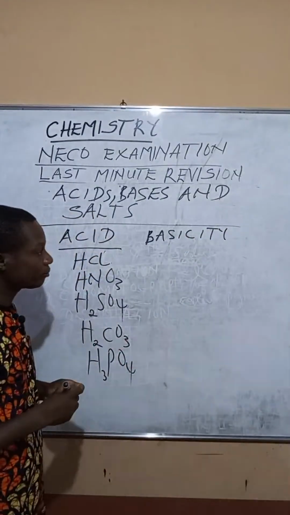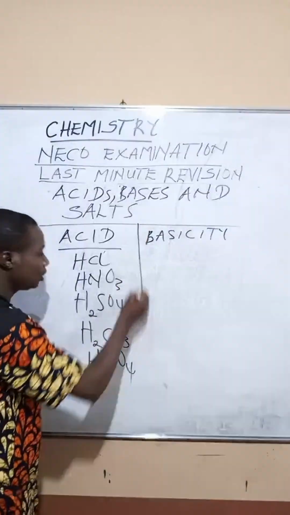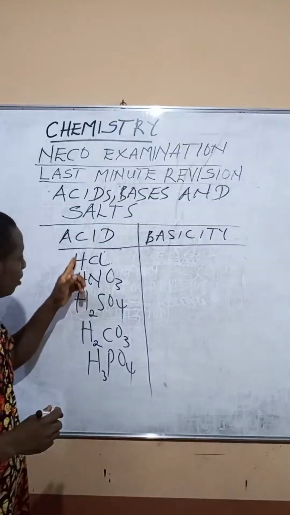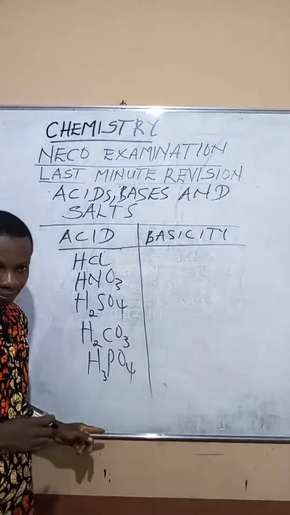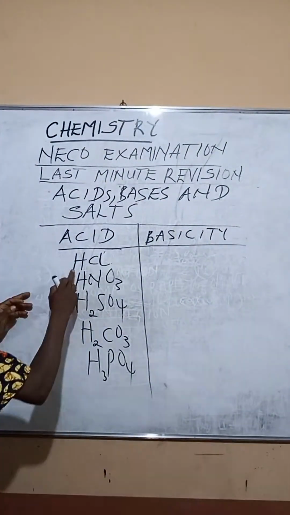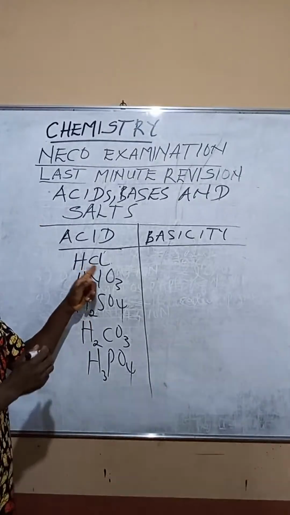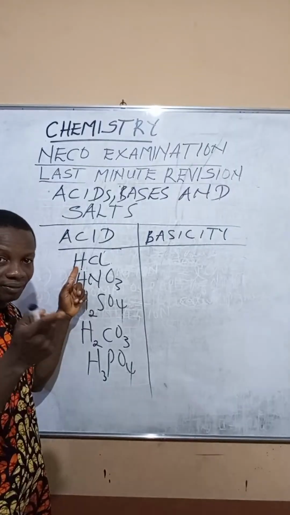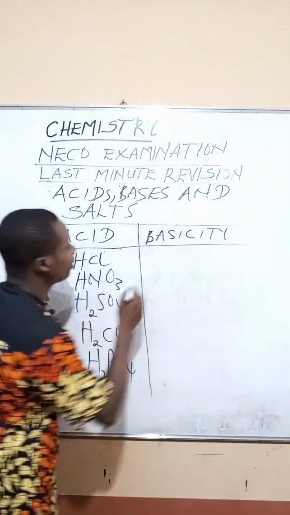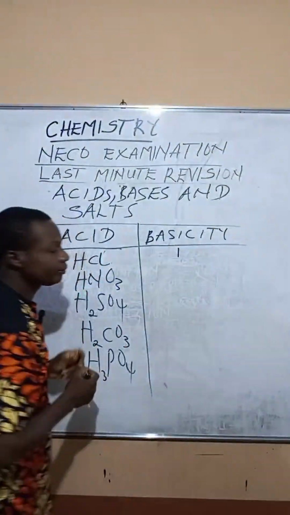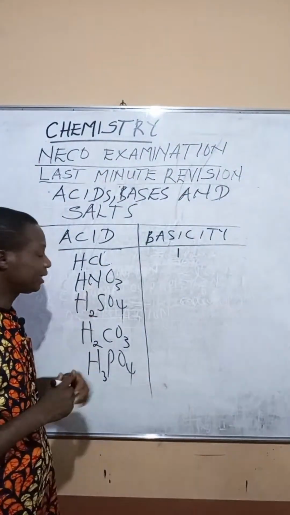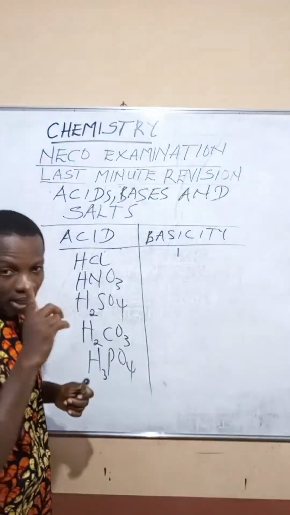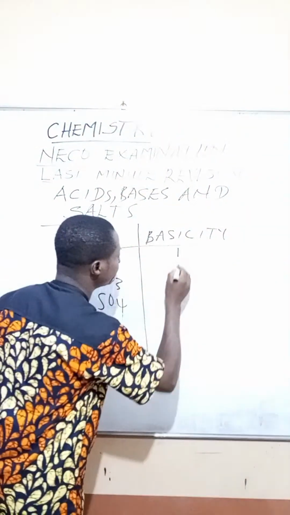Basicity of an acid is the number of hydrogen ions in an acid that can be given out in solution. What is the basicity of hydrochloric acid? The hydrogen ion that can be given out is 1, so the basicity is 1. Now, what is the basicity of trioxonitrate(V) acid? It's still 1, so you write 1.